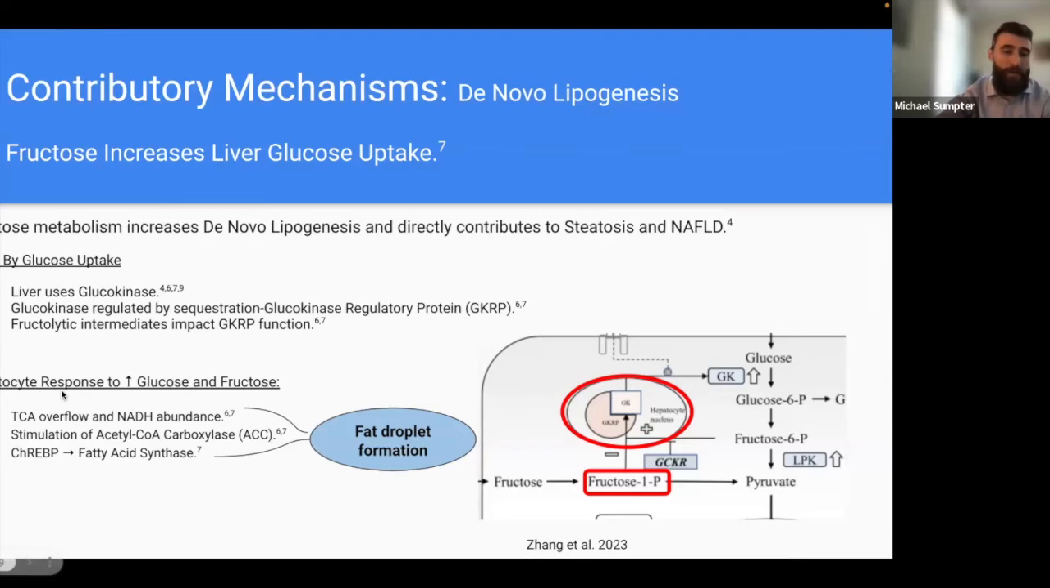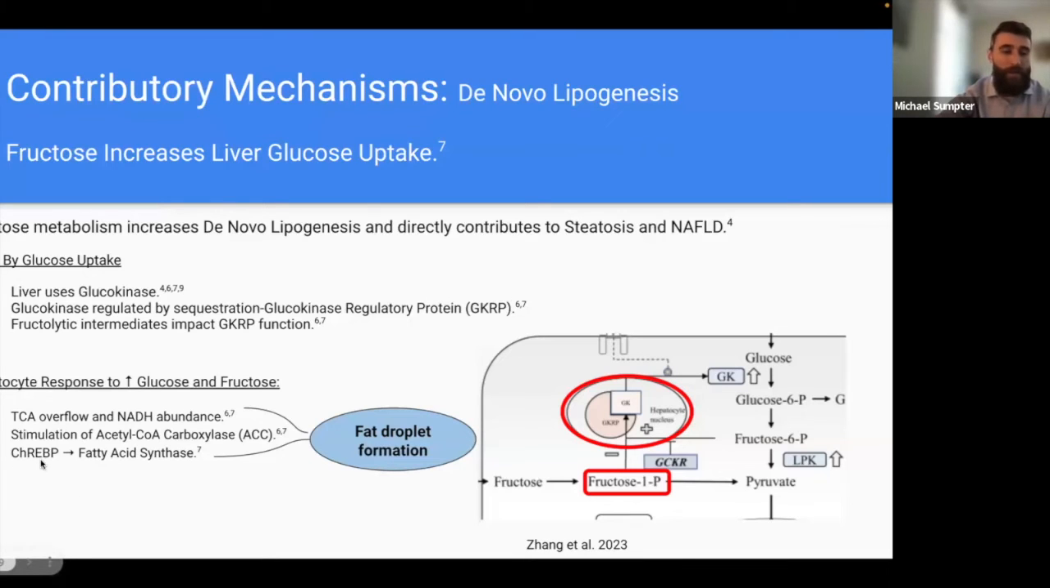Now, what is the hepatocyte response to this increased glucose and fructose? Well, since we have an unregulated flux of fructolysis and we have way too much glucose entering the cell, we're going to have a lot of intermediates building up. And by this, I mean glycolytic intermediates. So we will get TCA overflow and NADH abundance within the hepatocyte. We're also going to get stimulation of acetyl-CoA carboxylase. This is the rate-limiting enzyme of de novo lipogenesis.